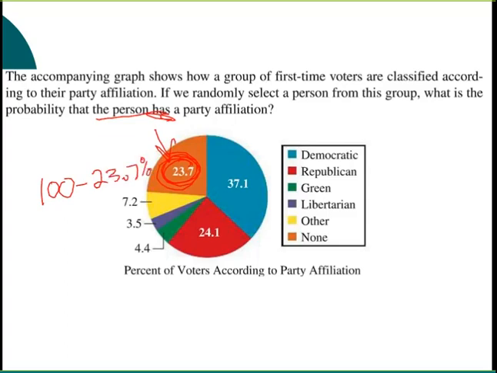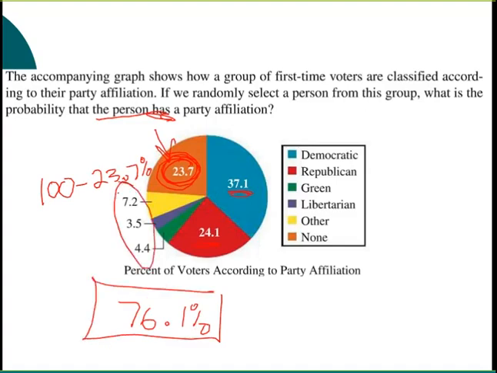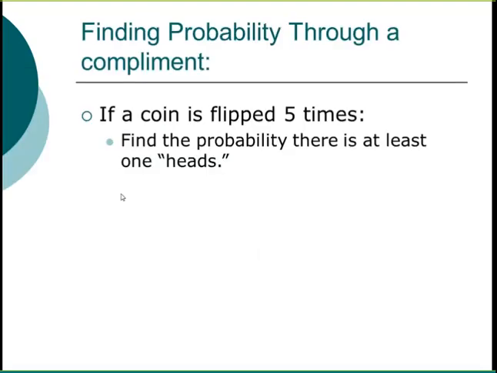And these are percentages, by the way. If I actually subtract that, 100 minus 23.7, oops, it's supposed to be 23.7, and that gives me 76.3% of the voters have a party affiliation. Now, the other way you could do it is you could actually add these up, and you should get the same answer. So this is just a little bit faster way of dealing with it.